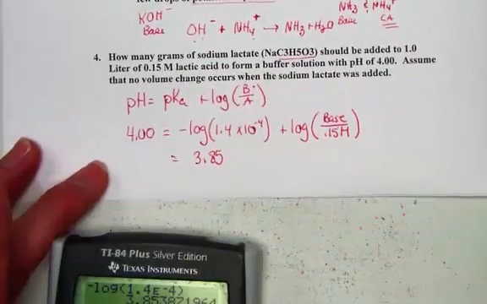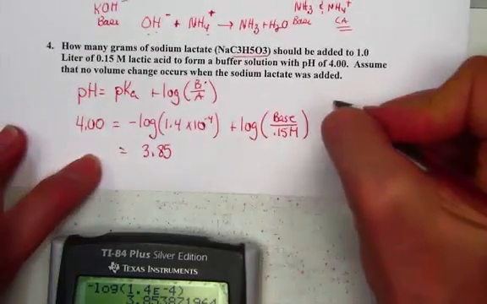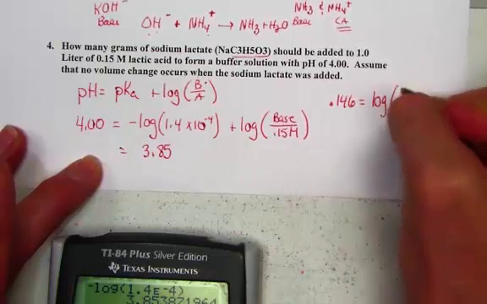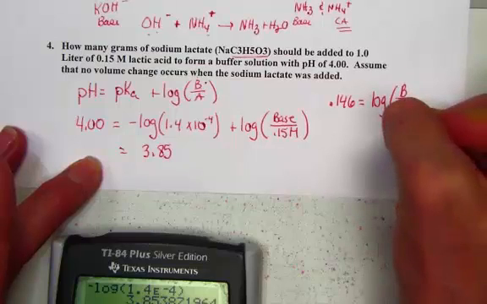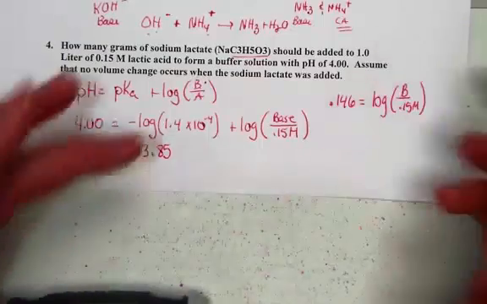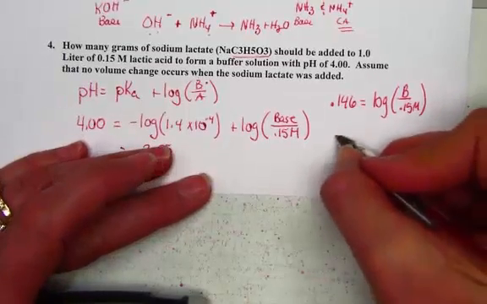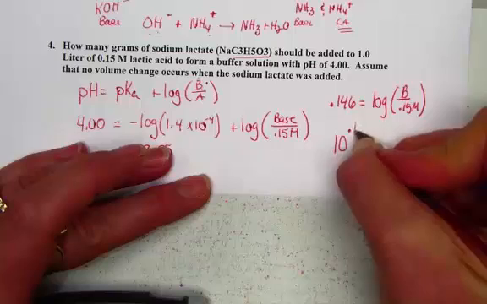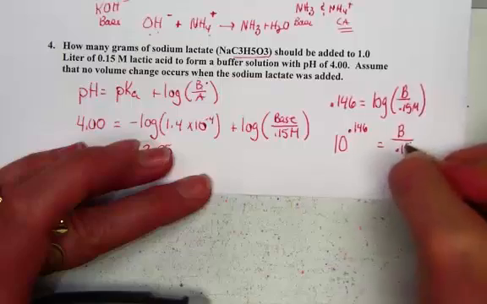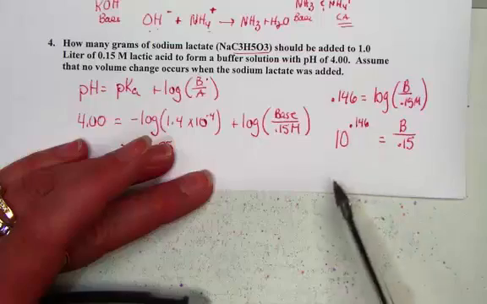So what we'll need to do now is just 4 minus that answer to bring it to the left-hand side. So we have 0.146 is equal to the log of the ratio of base over acid, 0.15 molar solution. Remember, to get rid of log, it sits on top. The opposite of log is a base of 10. So 10 raised to the power of 0.146 is equal to the concentration of our base over 0.15. The opposite of log is 10 raised to that power.